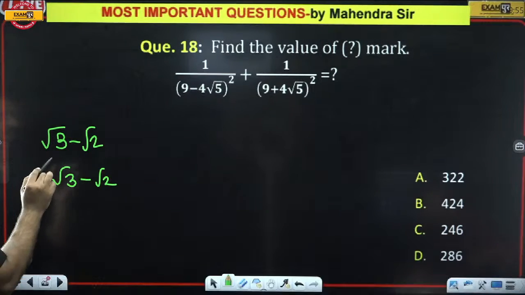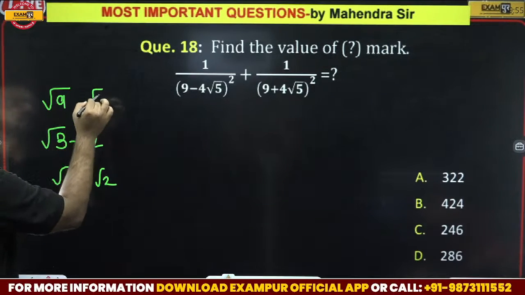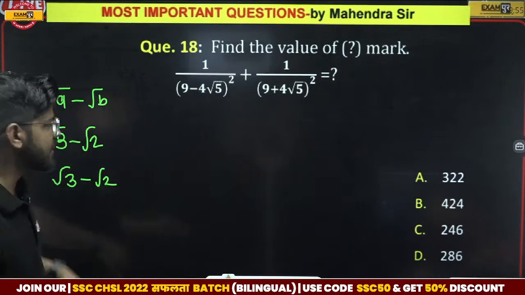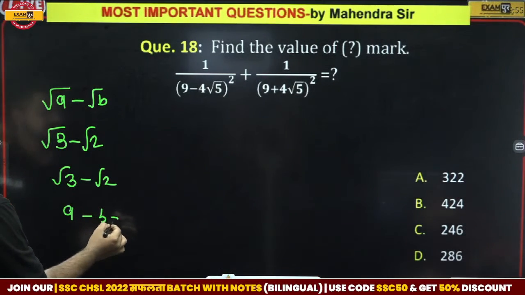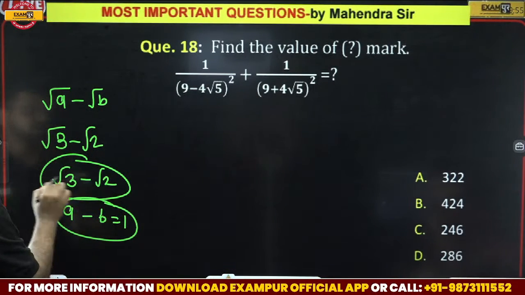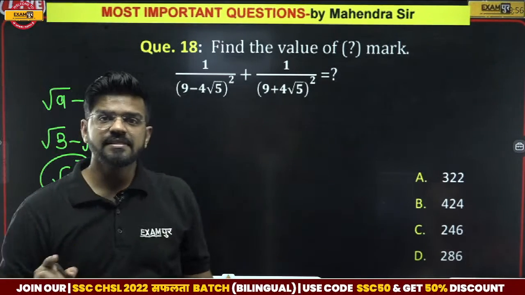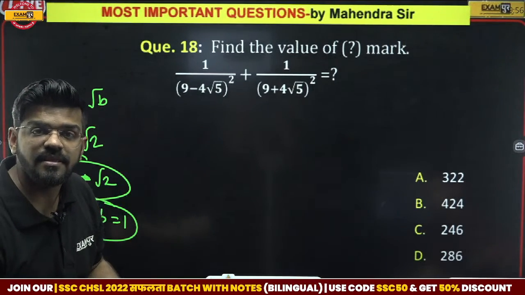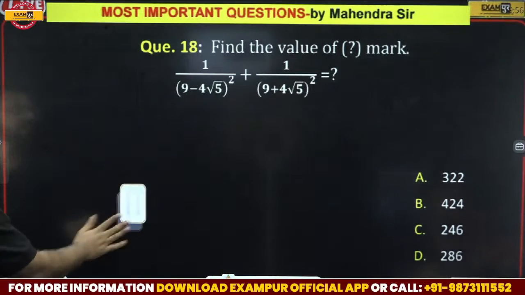Okay, root 3 minus root 2 is there, or root 3 plus root 2 is there. What I want to say: if there is root a and root b, and the difference of their squares, a minus b, is equal to 1, like 3 minus 2 is equal to 1, you know that. So we cannot take plus here. If the difference is equal to 1, then in that case we can directly write it in the reverse form.